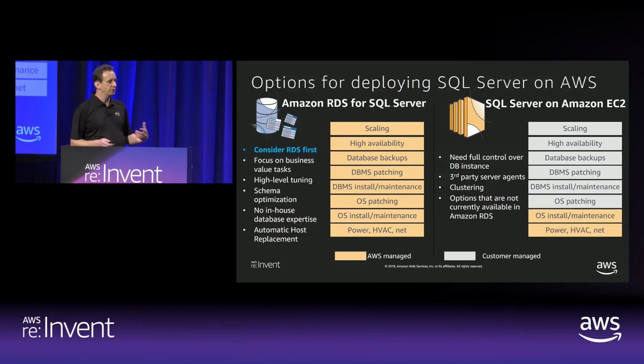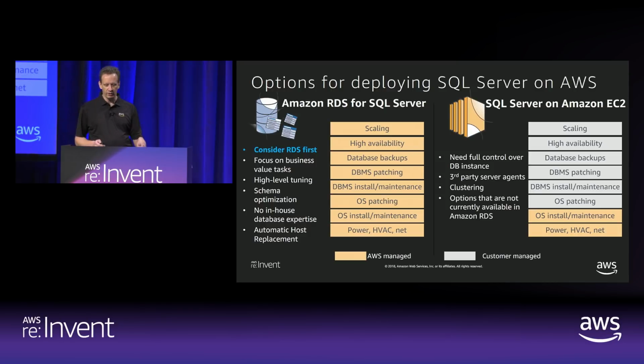You're choosing that you want more control. Maybe it's because you just prefer the control. That's understandable. Maybe it's because you want to do something different than what we do on RDS. And we're going to talk about that in a little bit and talk about some of those things that you can do on EC2 today that are not currently available on RDS.